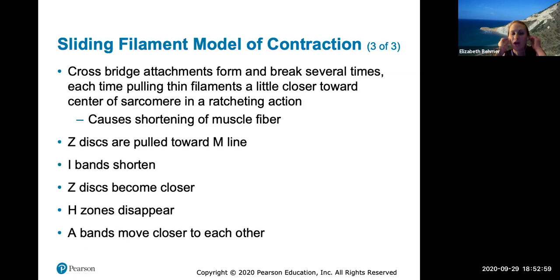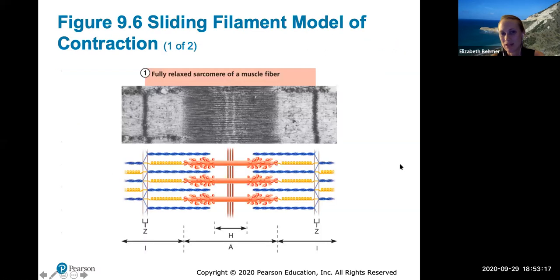So this is the cross bridge that forms, and what happens to each band and disc is described here. In general, many of them will shorten, some will disappear, but the point of the matter is the Z discs will become closer together as the sarcomere shortens.